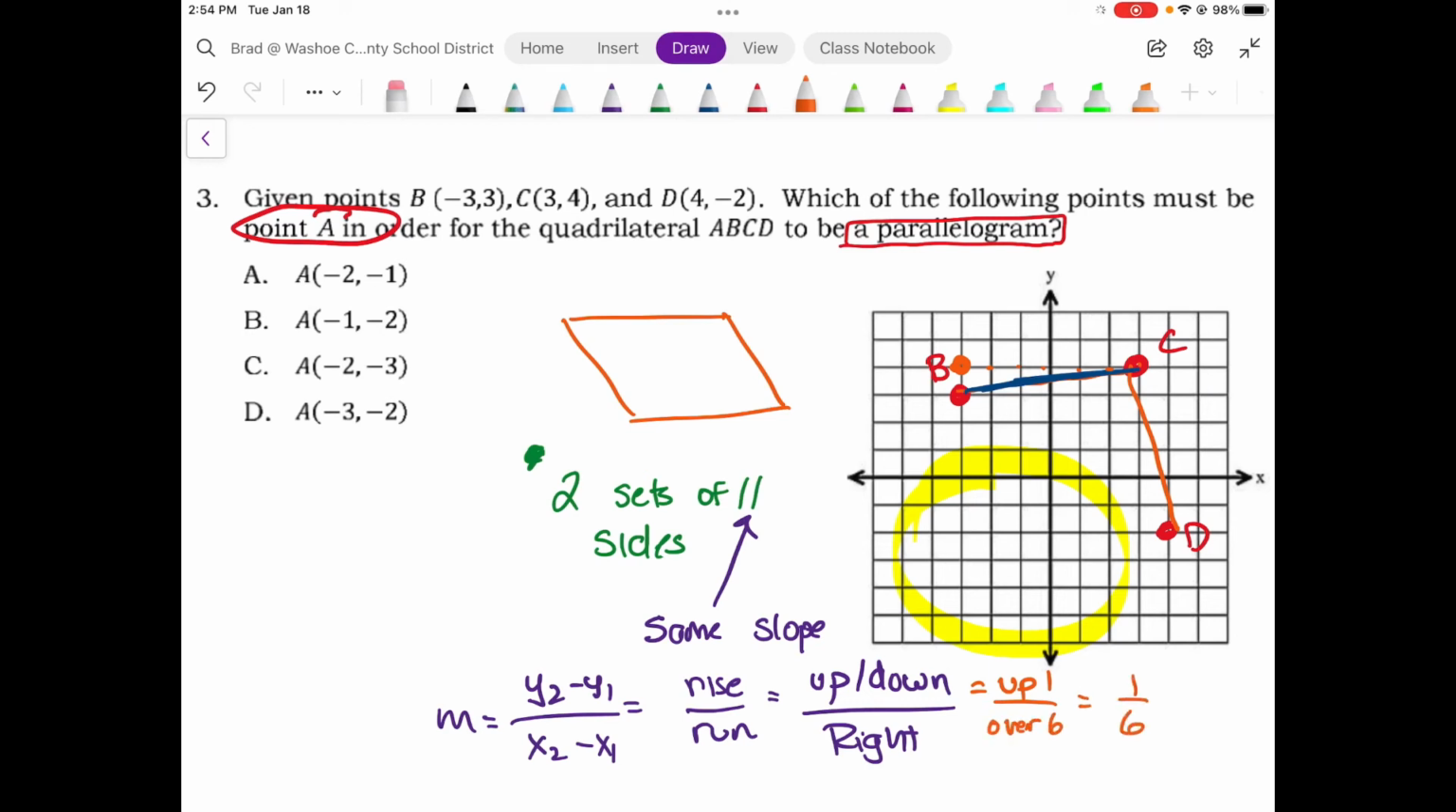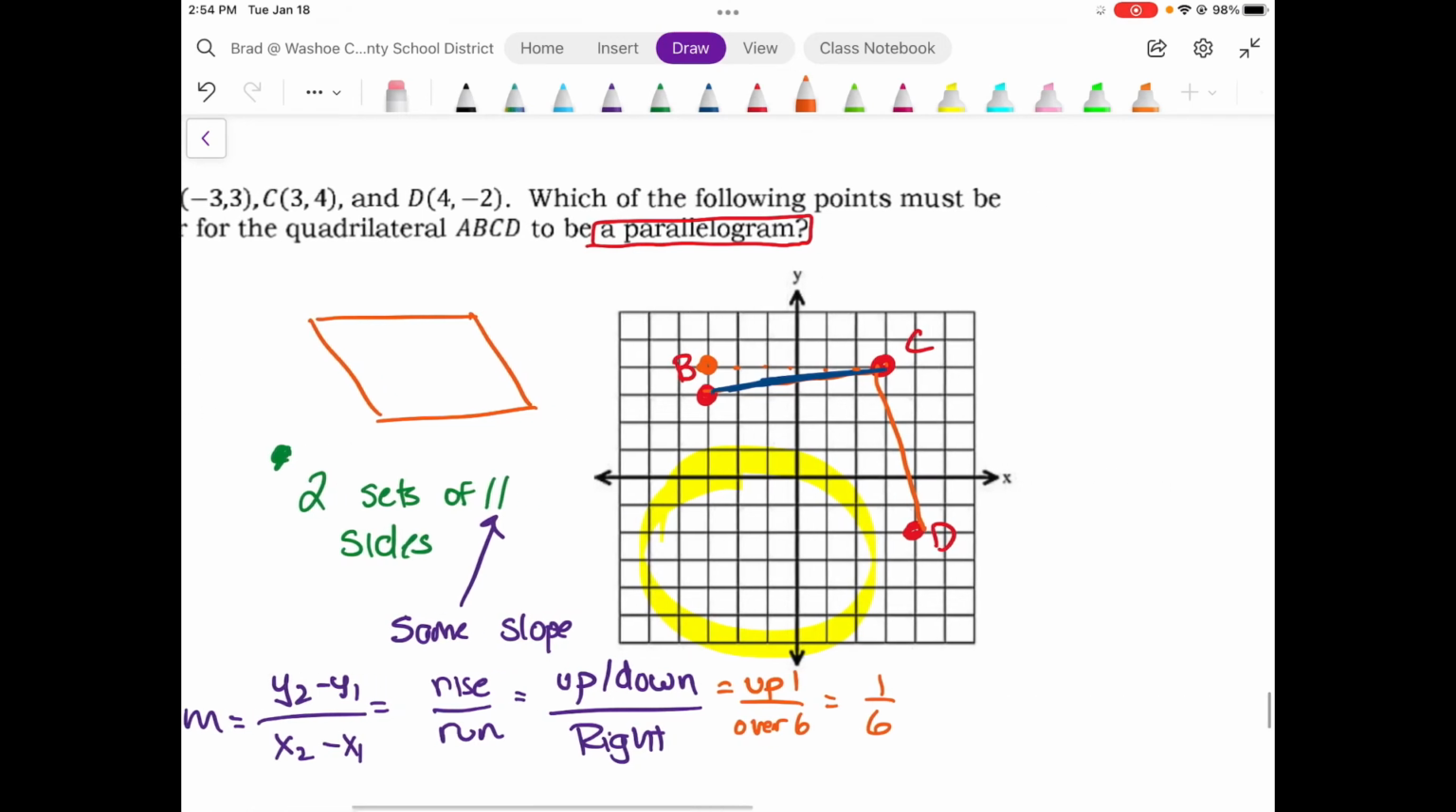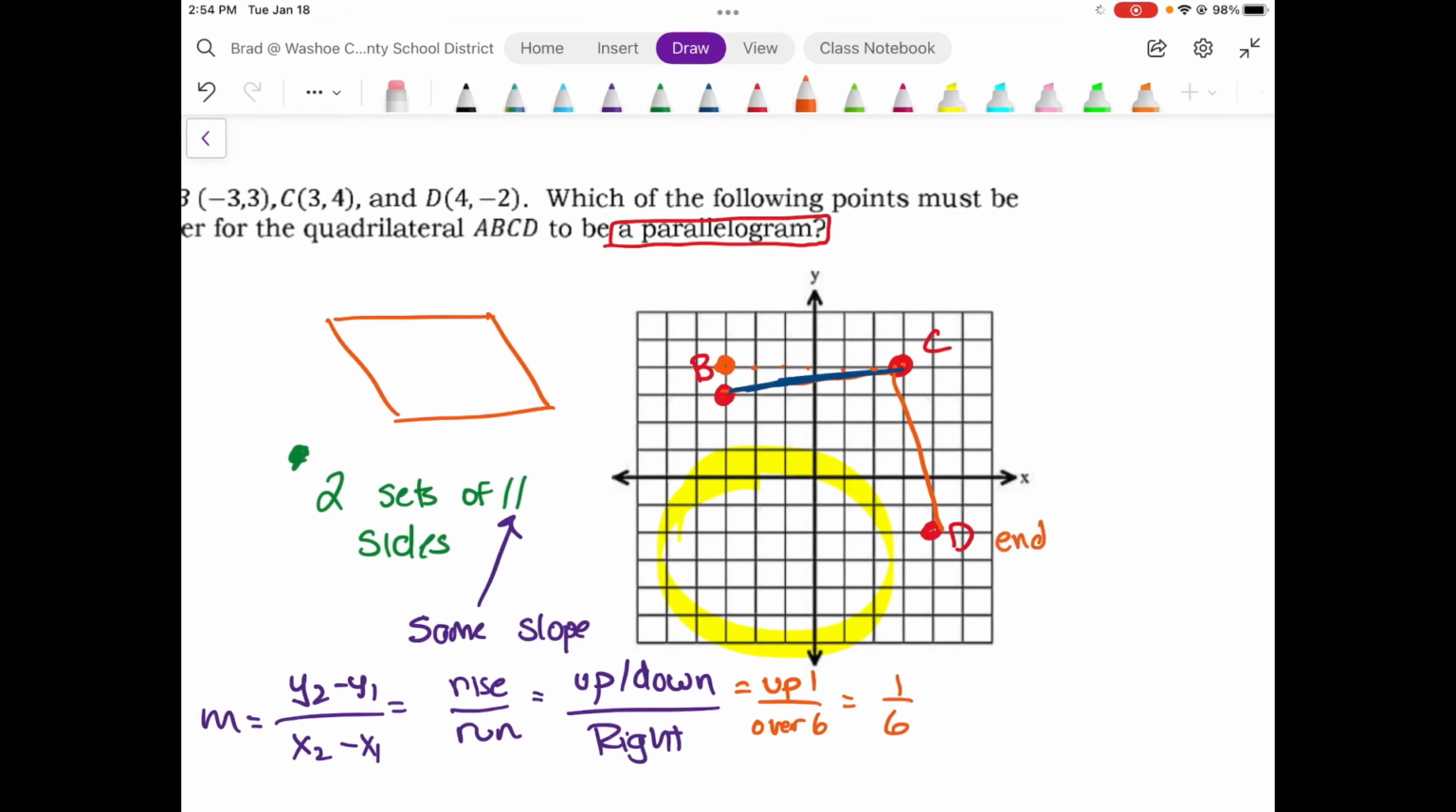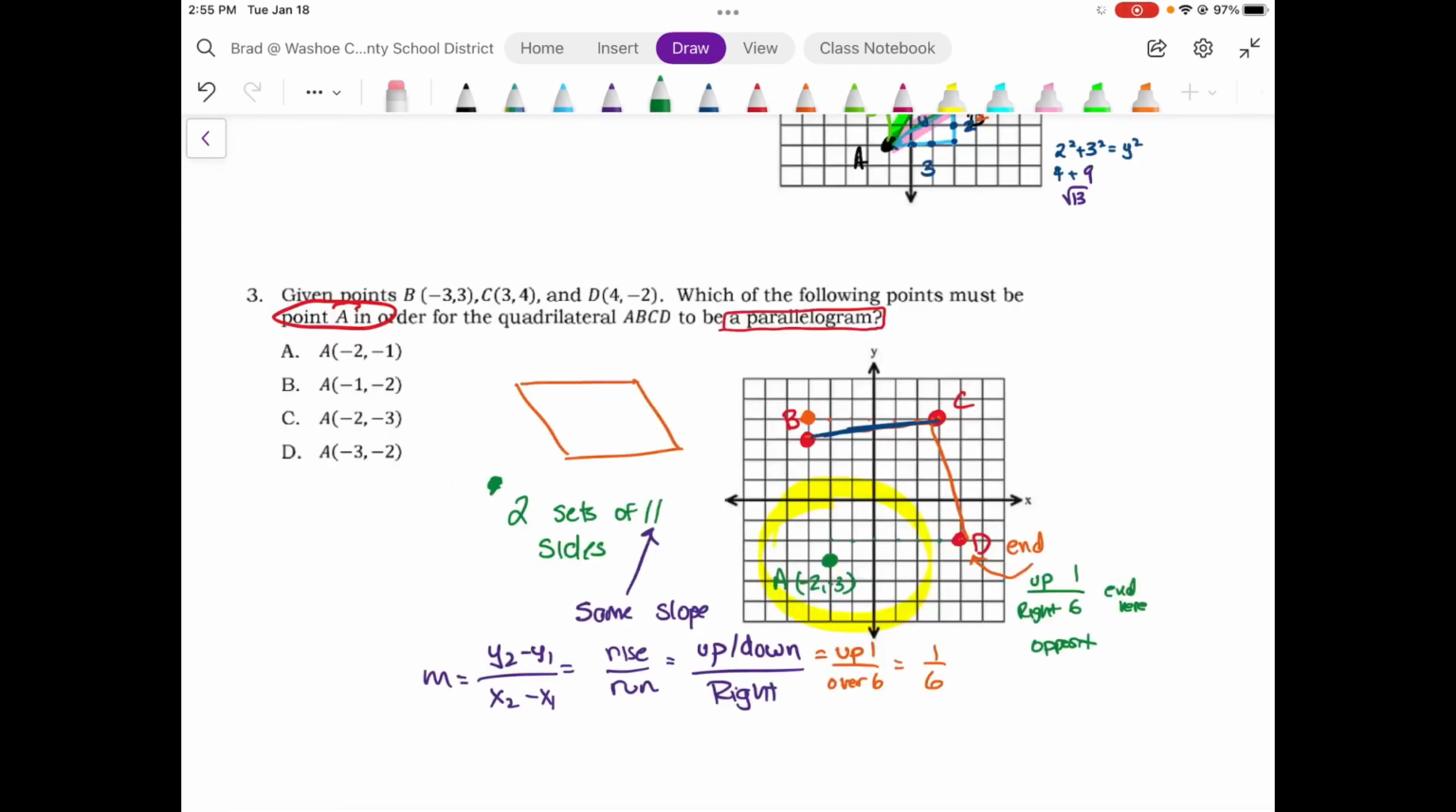So my slope is going to be 1/6. Basically, I need to do the opposite because I want to end here at D. The idea is that I went up 1, right 6 to end here. So if I wanted to end there, to go backwards, I probably should do the opposite. The opposite would be 1, 2, 3, 4, 5, 6, down 1 right here. And that's at the point -2, -3. So -2, -3 is going to be C.